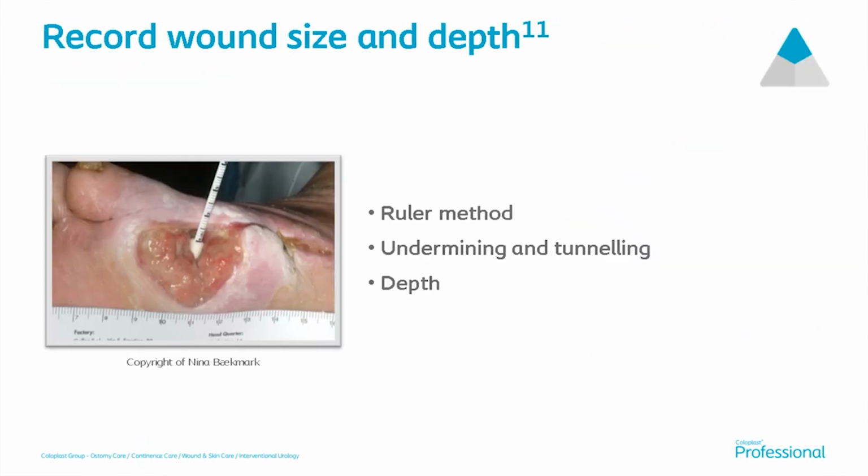So, recording the wound size and depth, we've got lots of tools available to us. We might want to use a ruler. We might want to take photographs to monitor a wound. We'll be looking at any undermining or tunnelling and may want to use a wound probe. And we should always be using appropriate tools that are identified for that purpose in order to measure wounds.